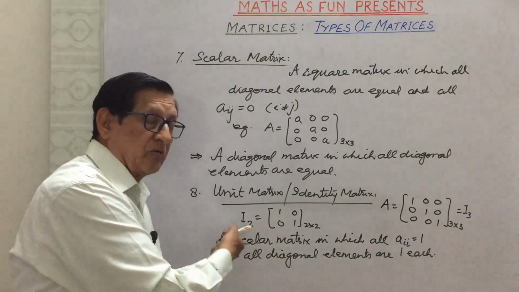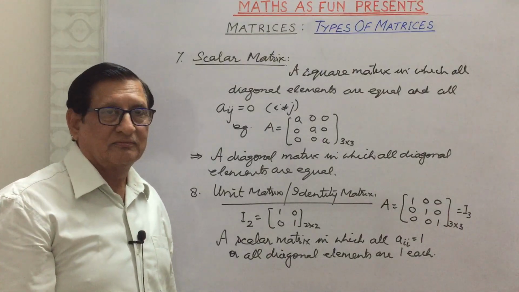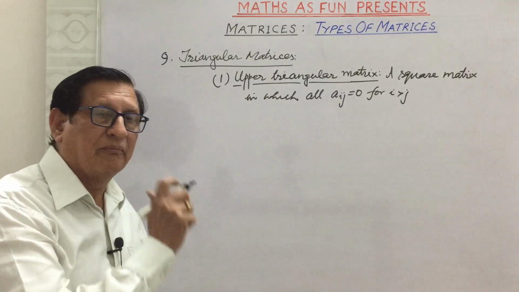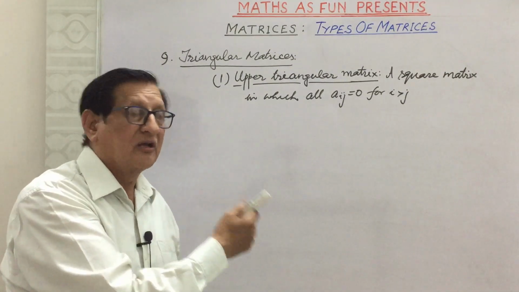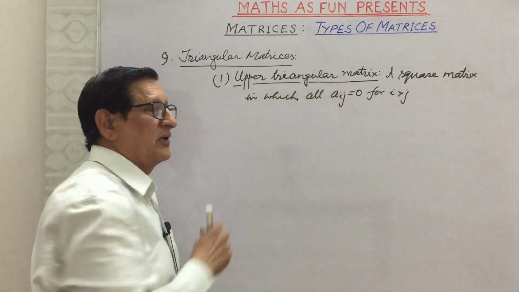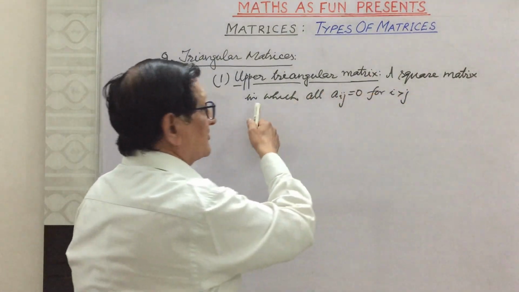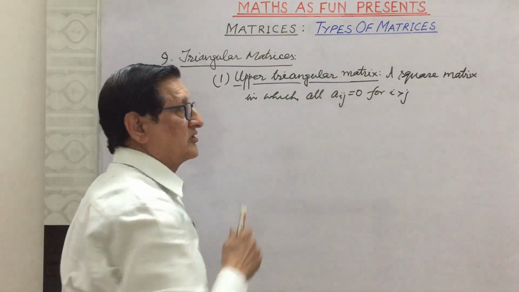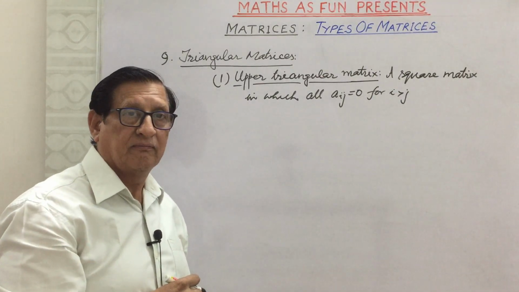Scalar means automatically that all other elements are 0. The next type of matrices are triangular matrices. They are of two types. Number one, upper triangular matrix. What is that? We say a square matrix in which all Aij are 0 when i is greater than j.